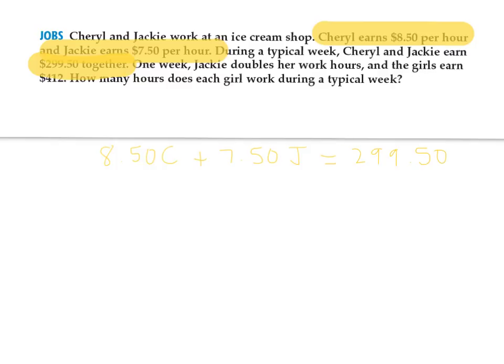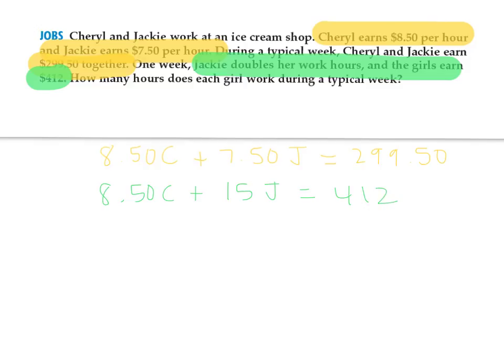Now, the second equation will come from the one week when Jackie doubles her work hours and the girls earn $412. So I can rewrite that, okay, $8.50 is still Cheryl's wage for working at that store. And then now if Jackie doubles her hours, not $7.50 anymore, but it's going to be $15, together they will earn $412.